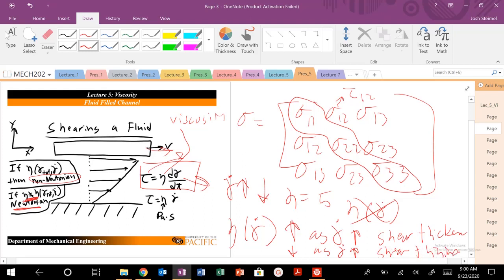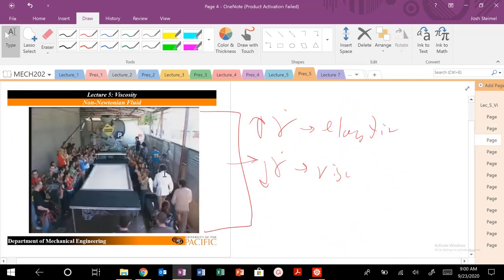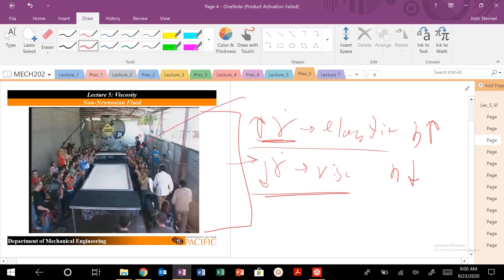So you get some cool behavior, just like what we saw, and we're going to demo today in class. This material behaved like an elastic solid. It became more viscous as my strain rate increased, so this eta increased as my strain rate increased, and my eta decreased as my strain rate decreased. So this material behaved like a non-Newtonian fluid. My viscosity changed as a function of the shear strain rate.